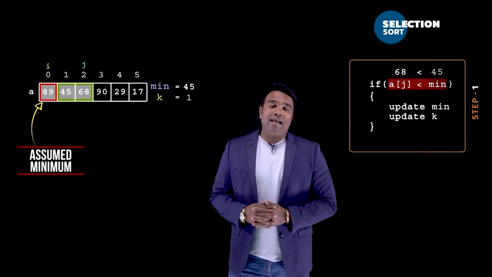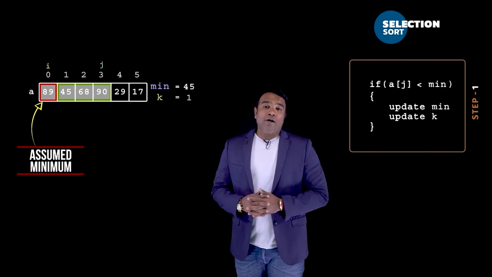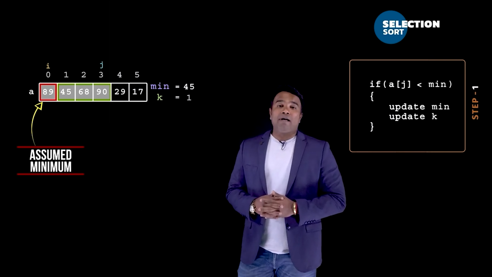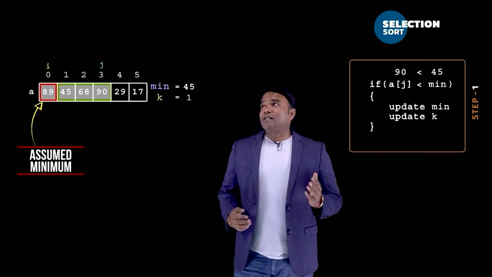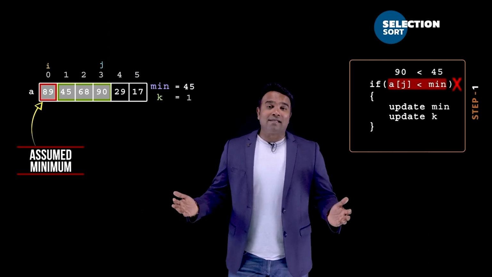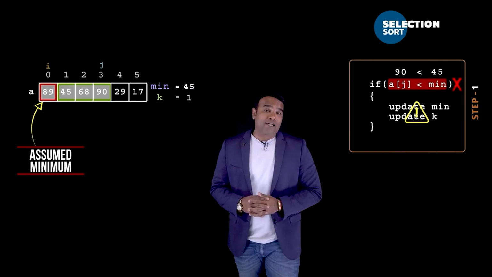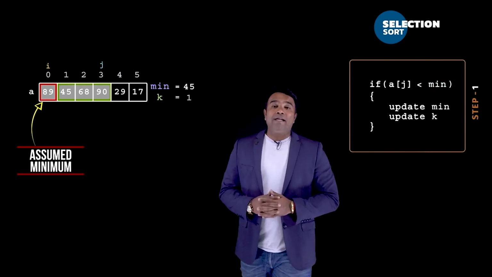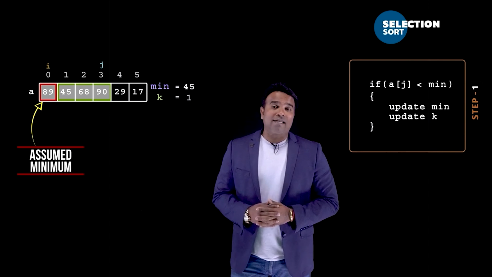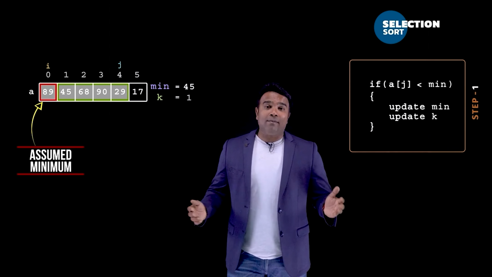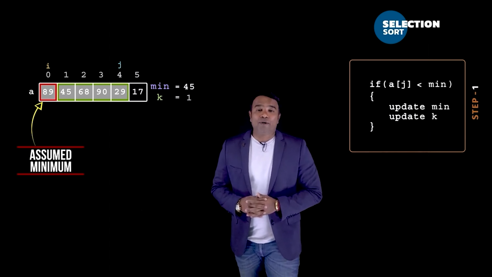So I will again have to increment j and go to the next position, and in the next position my a of j happens to be 90. And obviously 90 also is not lesser than my minimum, and hence the condition again is not satisfied. But I am not supposed to stop because my duty is to scan the entire length of the array, which means that I will have to again increment j and move to the next position, and this time my a of j happens to be 29.